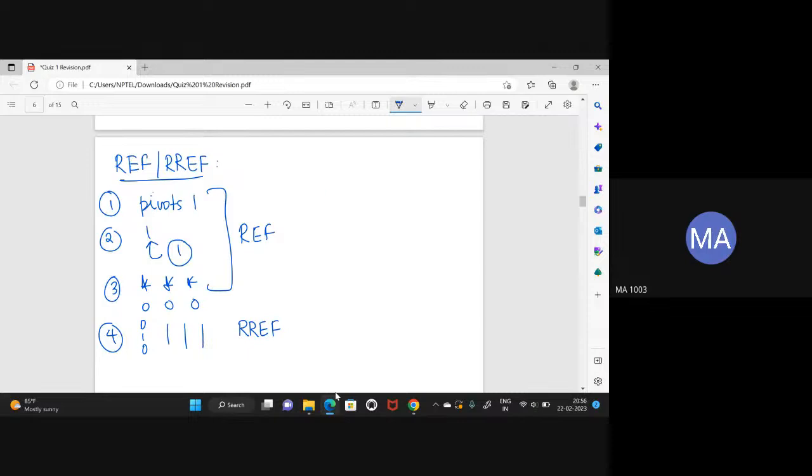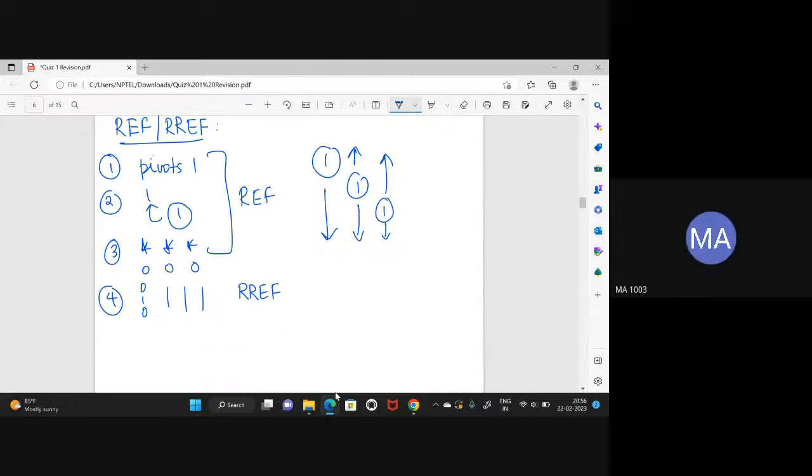So in REF, you find a pivot. Below it, everything should be zero, like this. When it is an RREF, above also it should be zero. Above and below it should be zero. So REF in some sense looks like upper triangular. RREF in some sense looks like identity. And when there is no pivot, no problem.